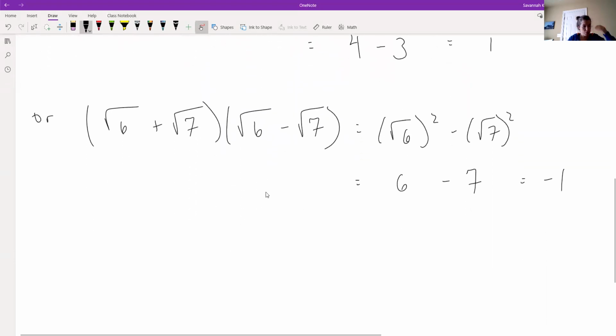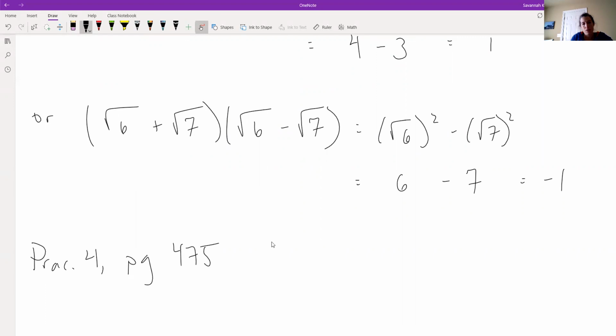Okay, so now let's see how to put this into practice in an actual denominator. So we are all the way over on page 475 in practice problem 4. Same directions as we had in the first half of this section. Now rationalize the denominators.